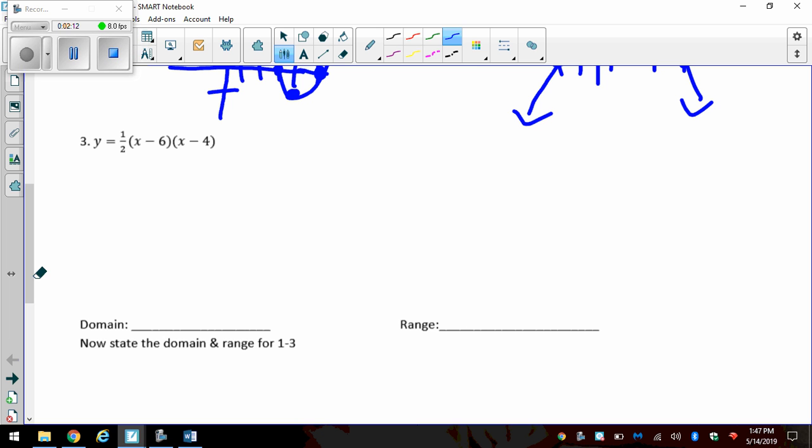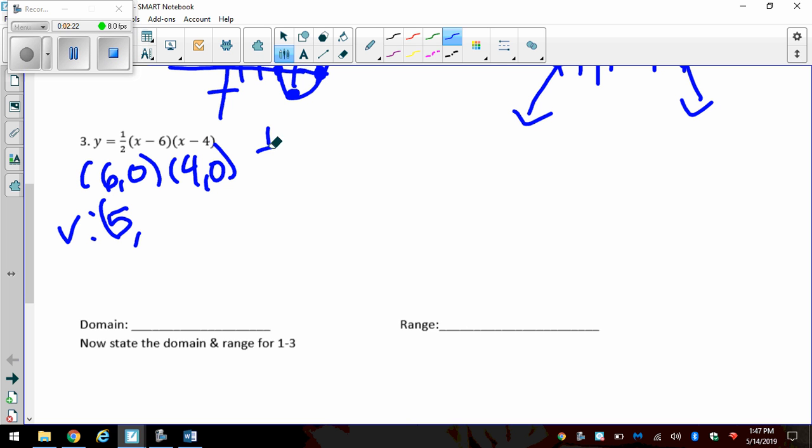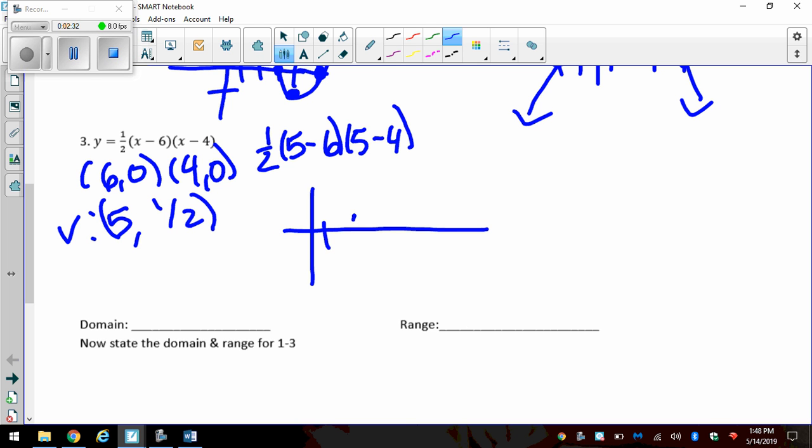So your last example here, intercepts (6, 0) and (4, 0). The midpoint of that is 5. Plug that into my one equation. My y value should be a half. Negative a half, sorry.